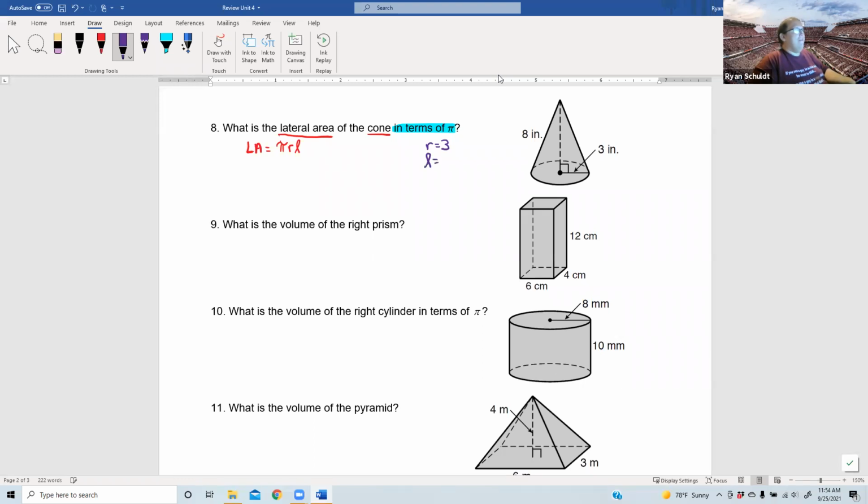Slant height. The slant height would be 8 because this 8 is on the outside. Even though there's a dotted line here, the 8 is on the outside. There's not like an arrow pointing or anything like that. The 8's on the outside, so that means our slant height is 8. So this is going to be pi times 3 times 8. Gives you 24 pi. Looks like we're going to be in inches squared.